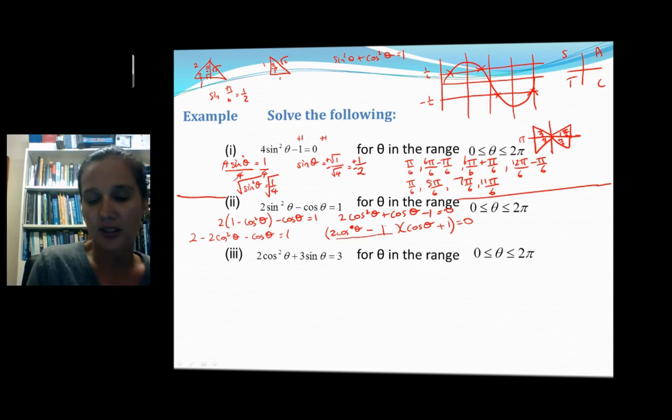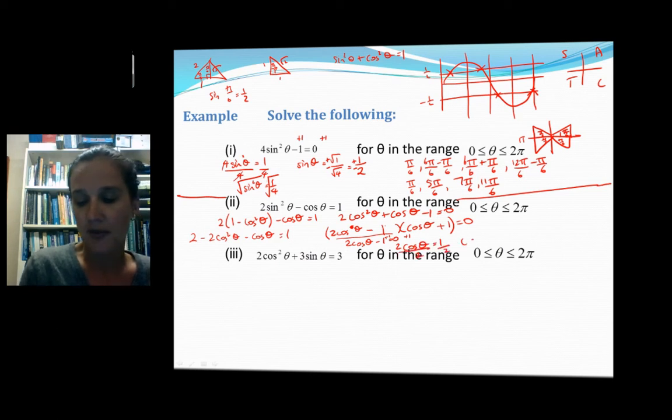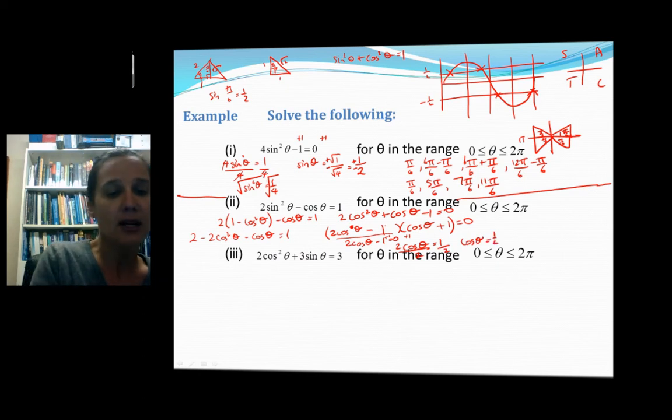If we look at 2 cosine theta minus 1, this part here could be equal to 0. So 2 cosine of theta minus 1 is equal to 0. So we add 1 and add 1. So here we're going to get 2 cosine of theta is equal to 1. Divide by 2, divide by 2. We're going to have cosine of theta is equal to a half. If we look up here, a half is here. Cosine of pi on 3 is equal to a half.